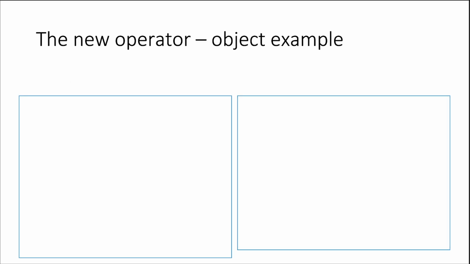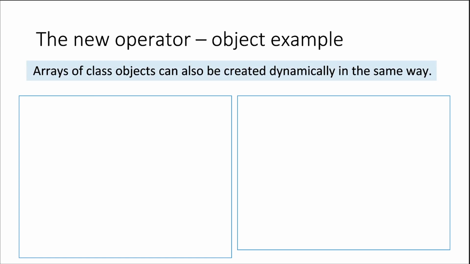Okay. So until now we did this with the basic data types. Now one more example of the new operator using an object instead of a basic data type. Instead of int, float, character, we are going into objects. The class name is distance.